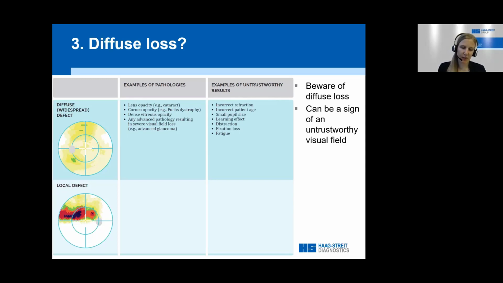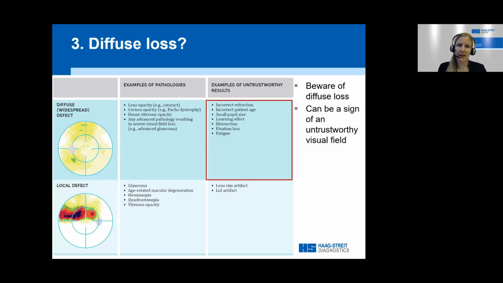And the diseases that we typically want to follow up with visual field testing, most commonly, of course, glaucoma, typically show a local defect pattern and not a diffuse one. Of course, there are also unreliable artifacts, lens rim artifacts and lid artifacts, that are local, but they have various characteristic shapes. So really, if you see a diffuse loss, ask yourself, does this relate to any pathology that I see in this patient? Because if not, this is actually quite a strong sign of an unreliable field, or a less reliable field, to be honest.